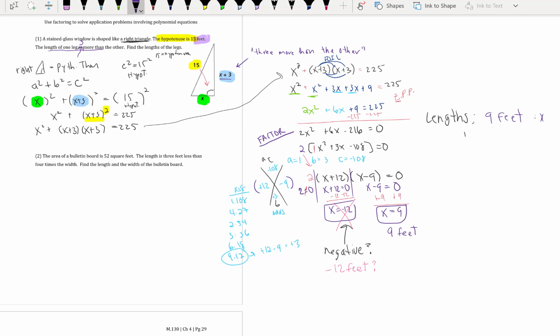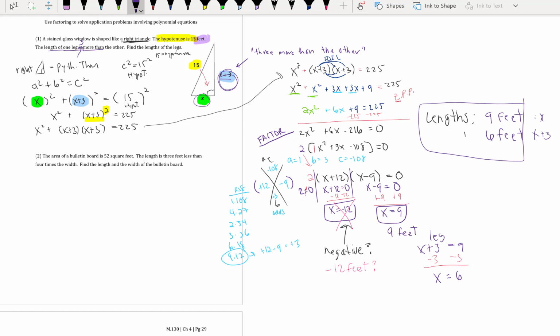Remember, that was our x value. And now the other one, don't forget, was the x plus 3. That was the other leg. And we're saying that it's equal to 9. So if I subtract 3 from both sides, I'm going to get that x is equal to 6. So I have 9 feet and 6 feet. And remember that 6 feet represented that x plus 3. So that is going to be my final answer for number 1.